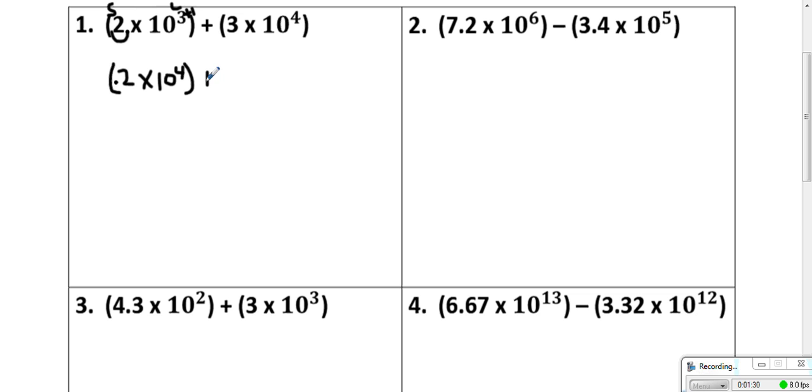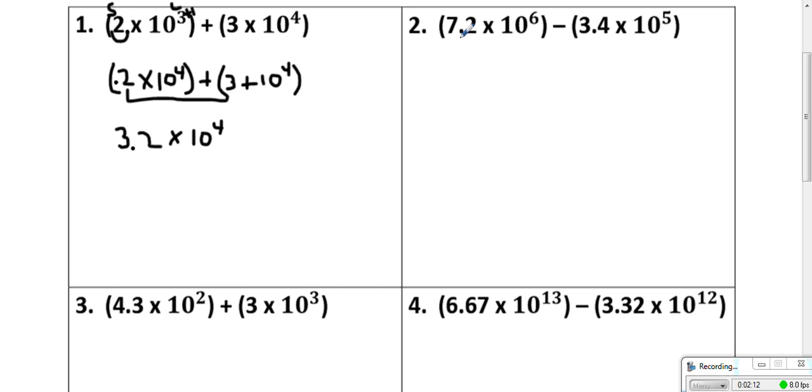Then I rewrite 3 plus 10 to the fourth power. I just bring it down because, again, I wanted the exponents the same, and I have them the same. Now I could add 0.2 and 3. So 0.2 plus 3 is 3.2 times, and you keep what is the same. It is 10 to the fourth power. And that is how you do it.